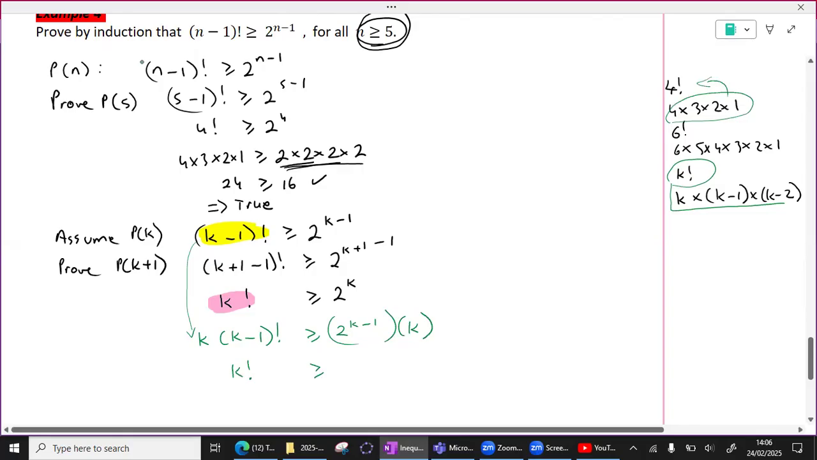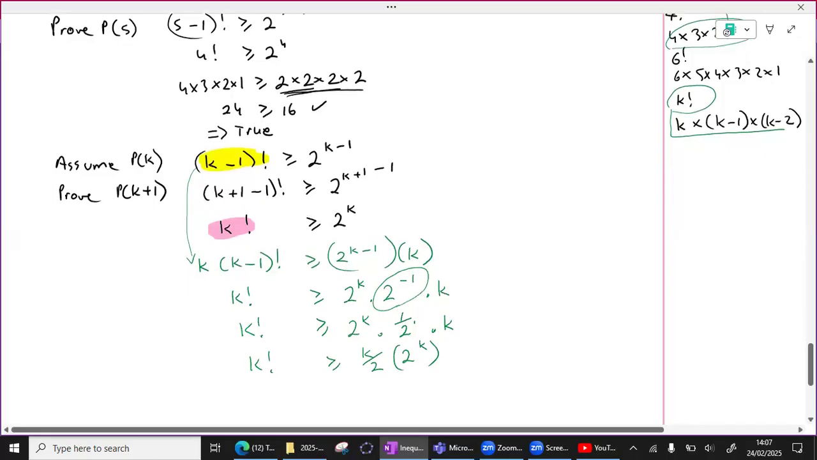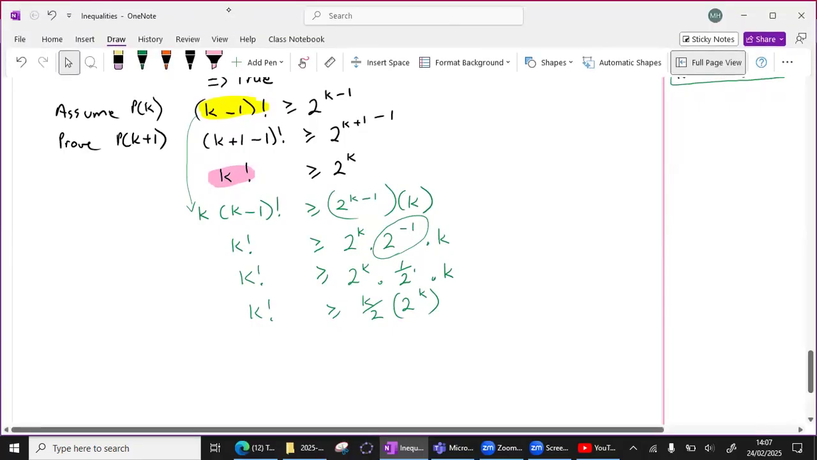And then on our other side, we could probably just tidy this up a little bit. So that would be 2 to the power of k times 2 to the power of minus 1 times k. So I suppose the most simple rearrangement would be, 2 to the power of minus 1 can be rewritten as 1 over 2. So the most tidy version is really k over 2 times 2 to the power of k. Now you don't have to bring it to that level of simplicity, but I think it's always good, because then when you go to do your proving steps, it's a bit tidier.